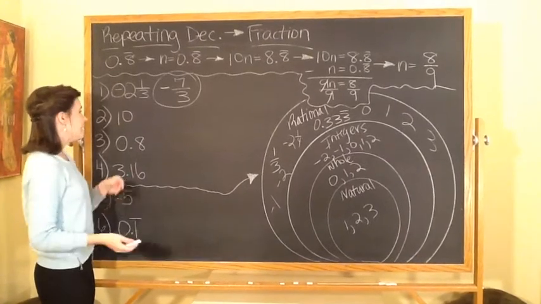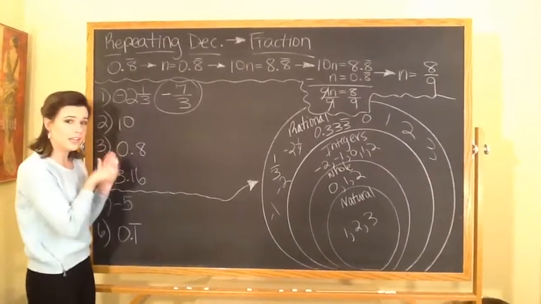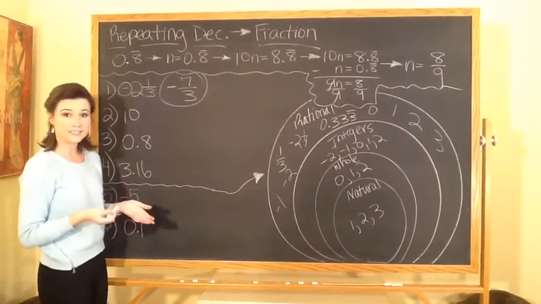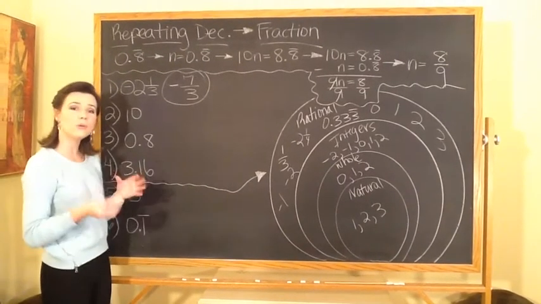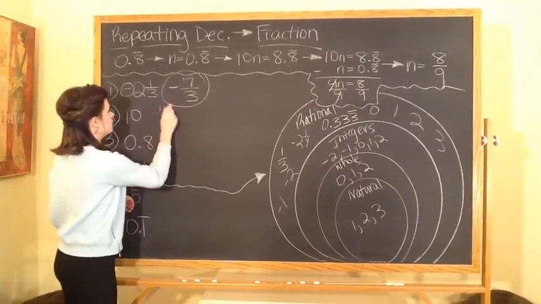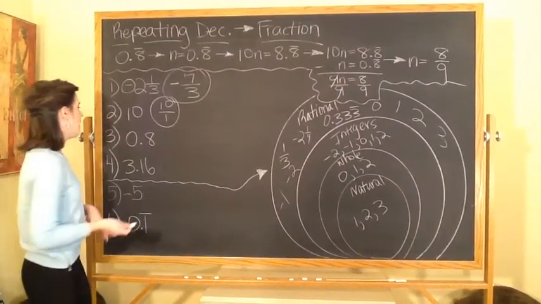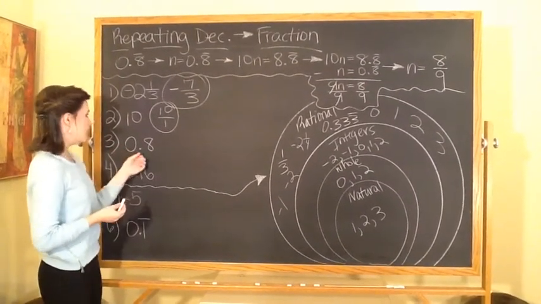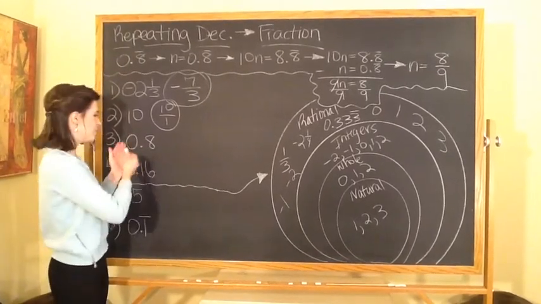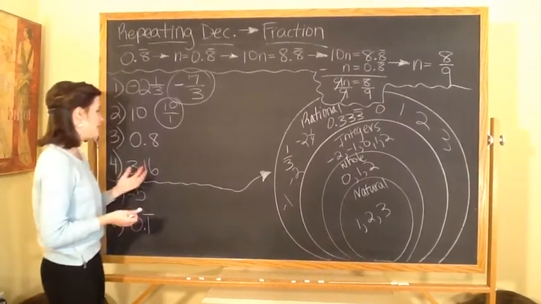All right, now let's go ahead and change the whole number 10 into a fraction. These are one of the easiest ones to do because all you have to do is put the whole number over 1. So our fraction would be 10 over 1. All right, let's go ahead and change 0.8 into a fraction. Now this is just 0.8, not 0.8 repeating, so 8/10.